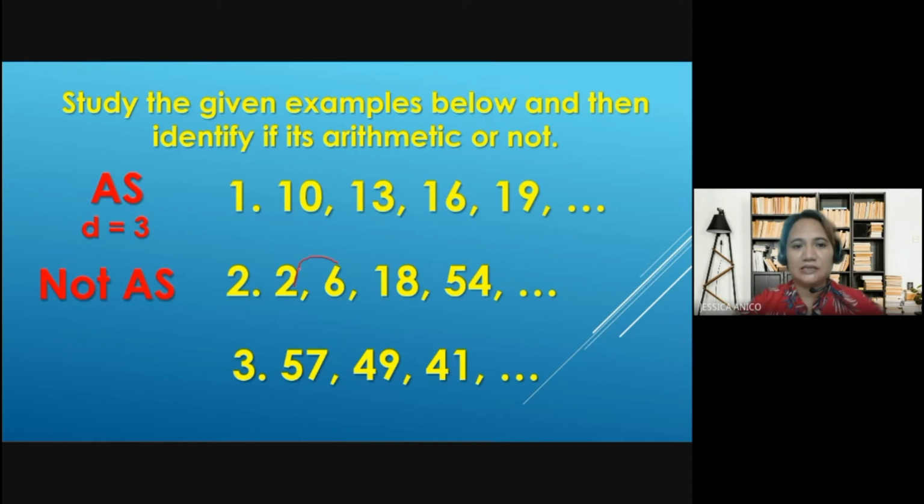That is 6 minus 2 ay 4. 18 minus 6 is 12. And 54 minus 18 is 36. So, there is no common difference. Kaya hindi siya arithmetic sequence. Then for number 3, we have 57, 49, and 41. That is an arithmetic sequence because it has a common difference of negative 8. Ayan. Now, let's proceed.